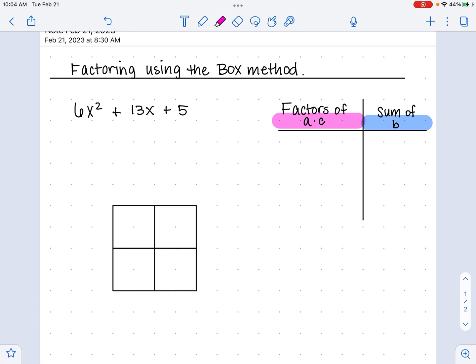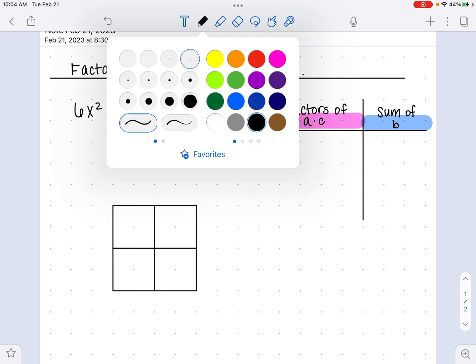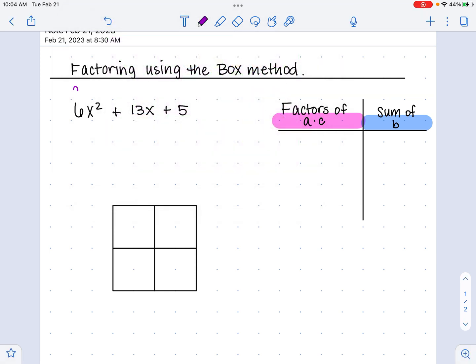Okay, so this is an example of factoring using the box method. The first step is to label our A, B, and C in our expression, ax squared plus bx plus c. So our A is equal to 6, our B is equal to a positive 13, and our C is a positive 5.